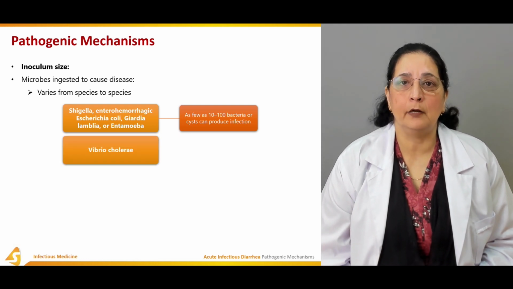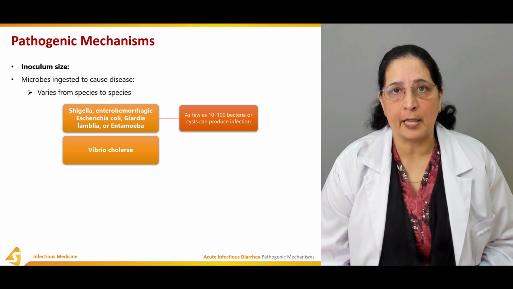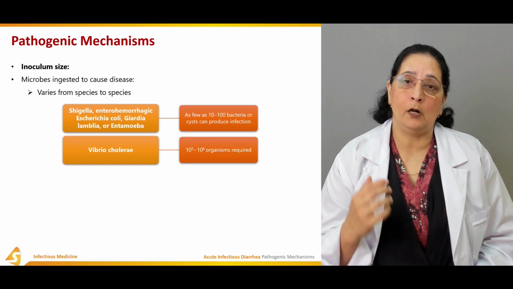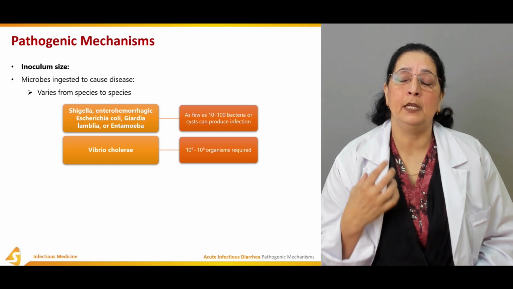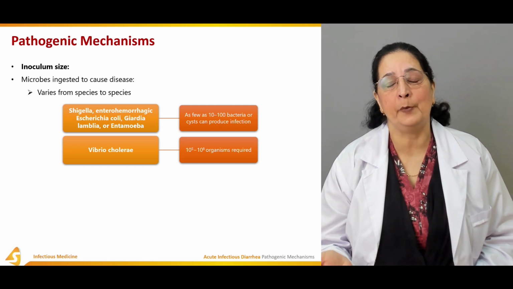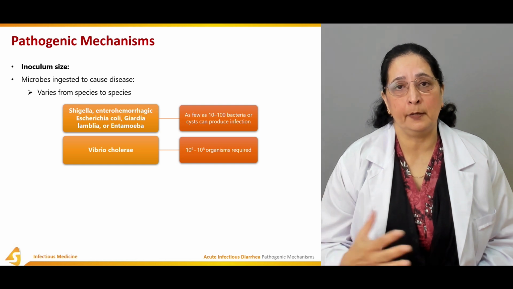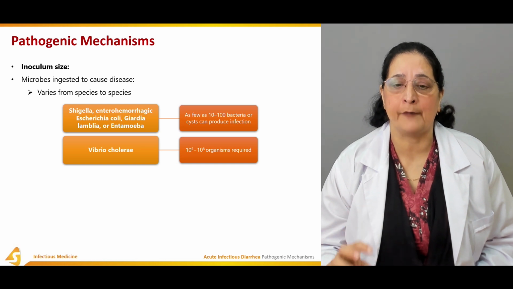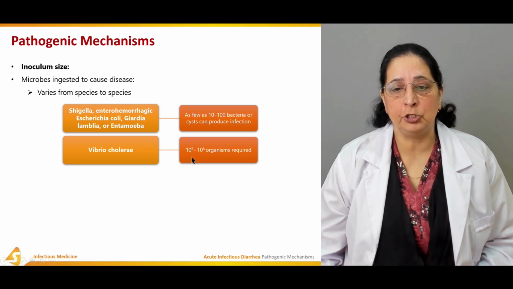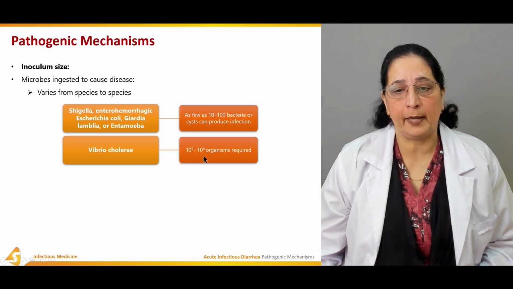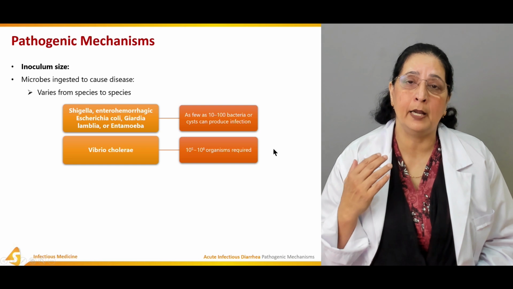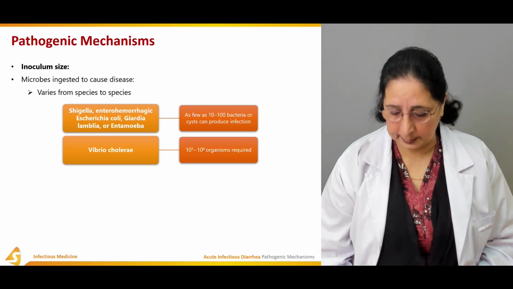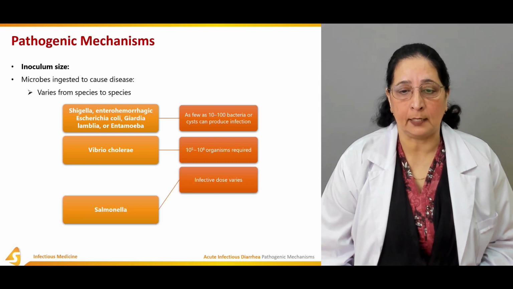Then Vibrio cholerae, the microorganism that can cause cholera. In the old days, cholera was one of the very common illnesses that led to so many deaths because it involved the population and the treatment in the beginning was not very effective. So we need on the order of 10 to the power of 5 to 8 organisms, a big number of microorganisms, to cause infection.